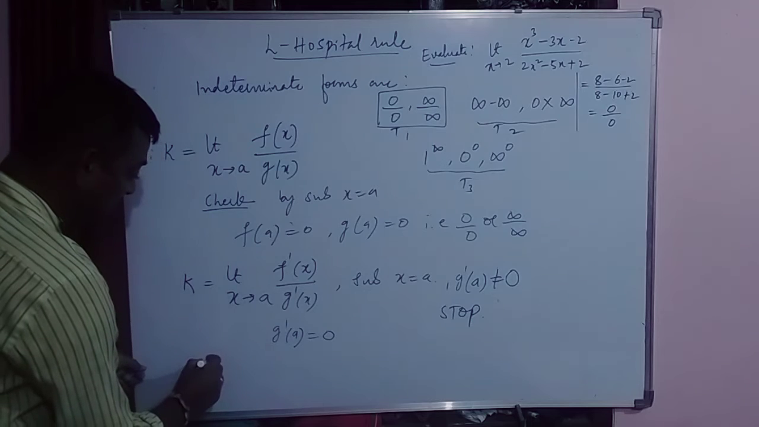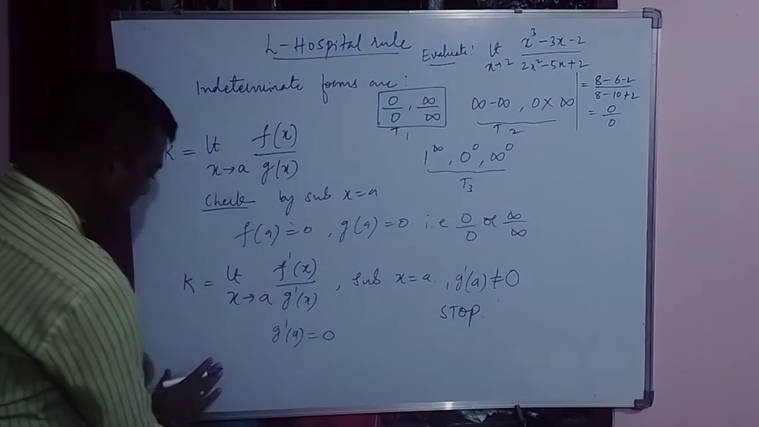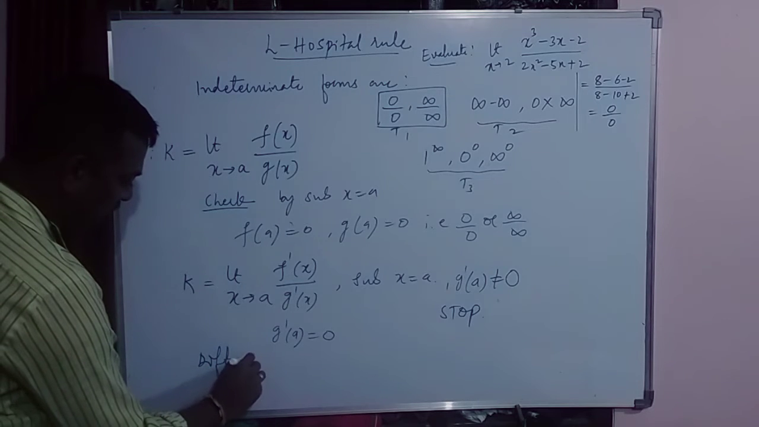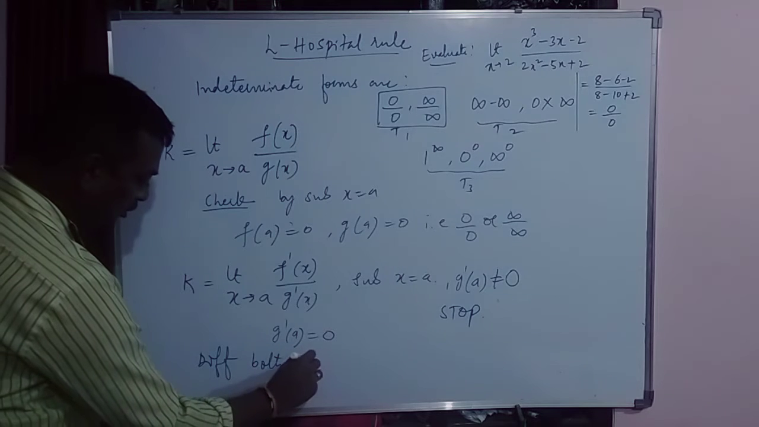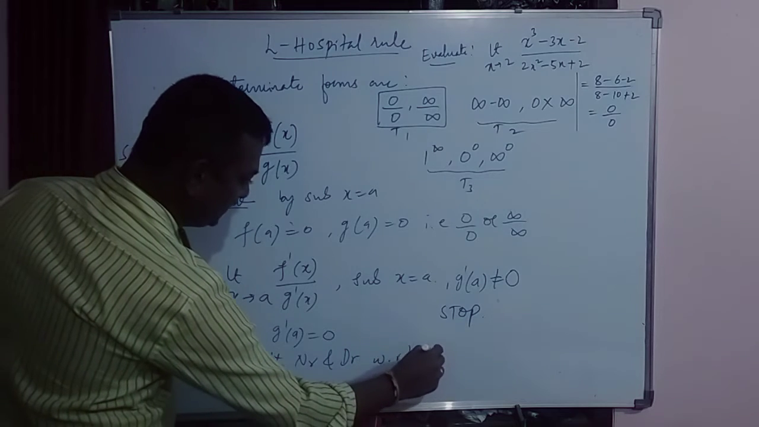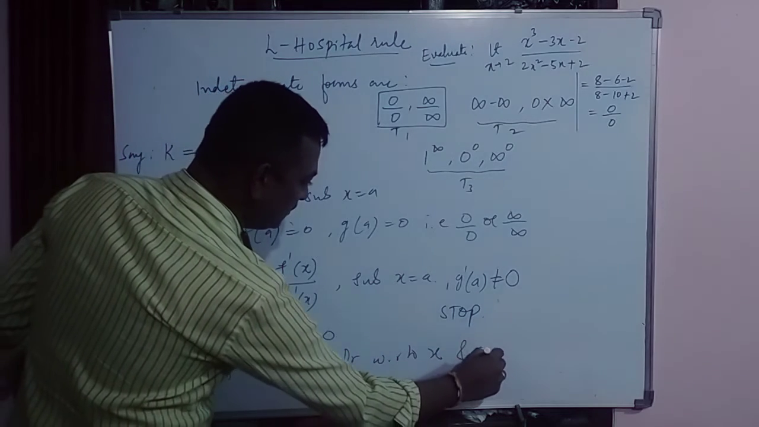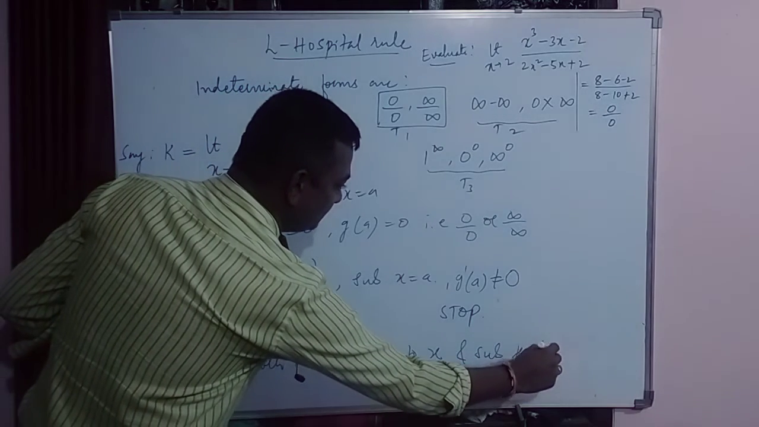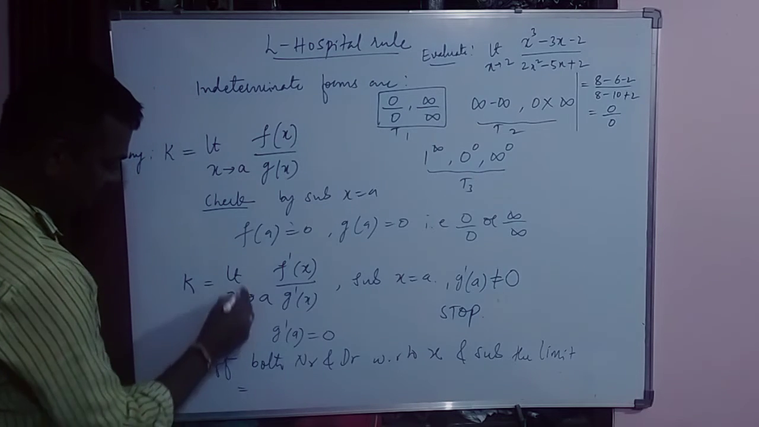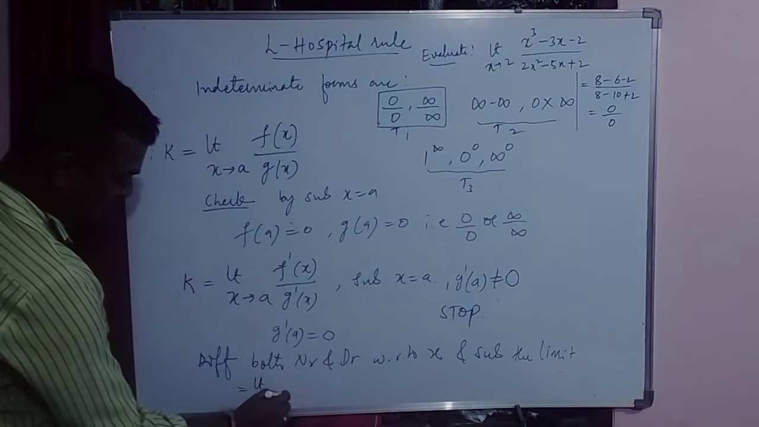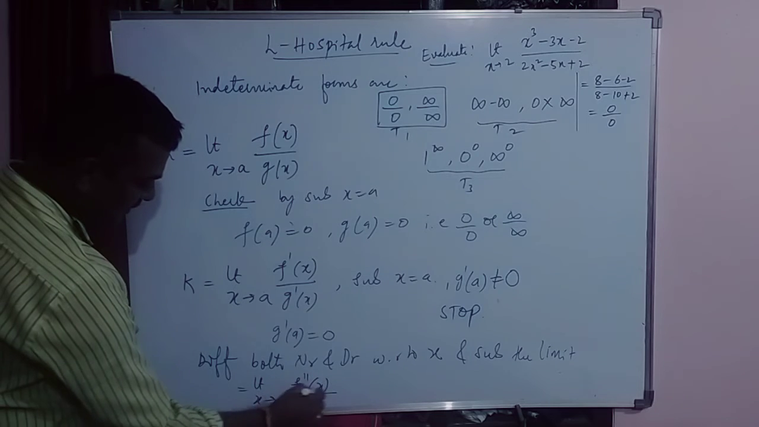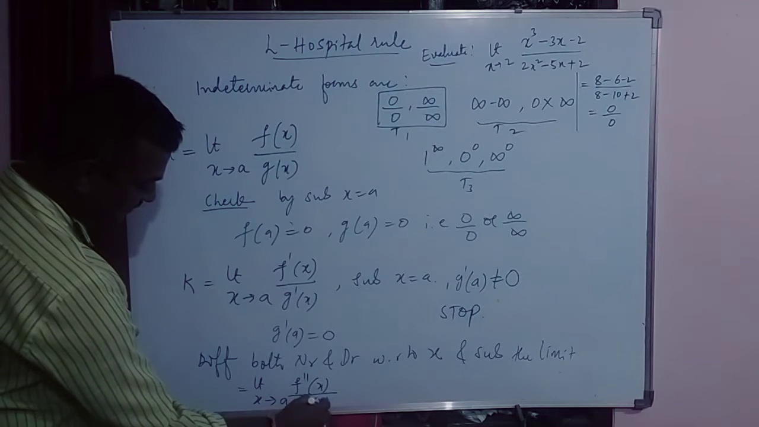Repeat the procedure means differentiate again. Repeat the procedure means what? I am writing here: differentiate both numerator and denominator with respect to x and substitute the limit. That is, you write the limit as it is, limit as x tends to a, differentiate f dash, you will get f double dash of x divided by g double dash of x.